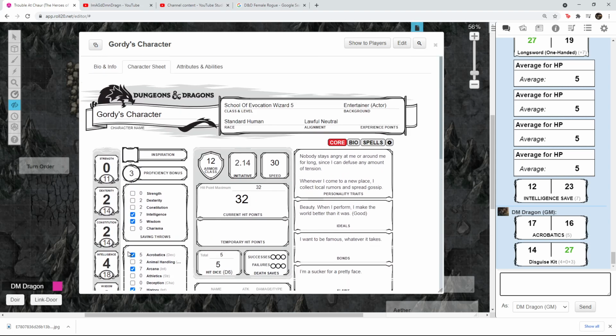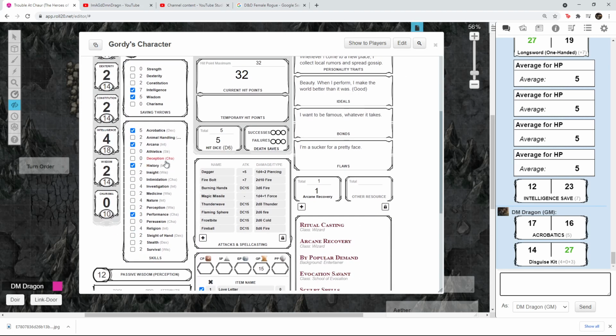So proficiency bonus, seen here, is a +3. So when you're proficient in something, you get an extra +3 to doing it. And this is based on your level. So at level 5, the proficiency bonus is +3.